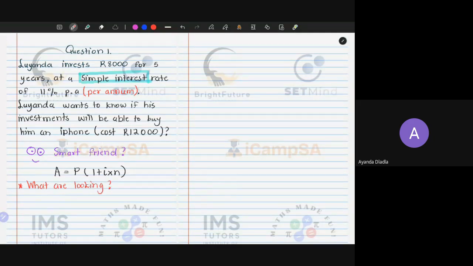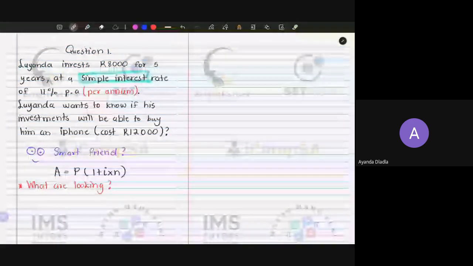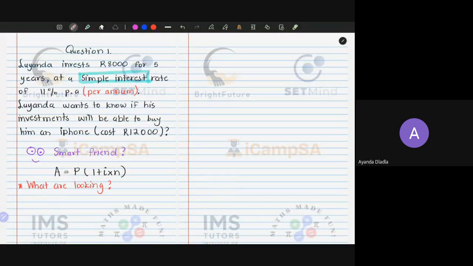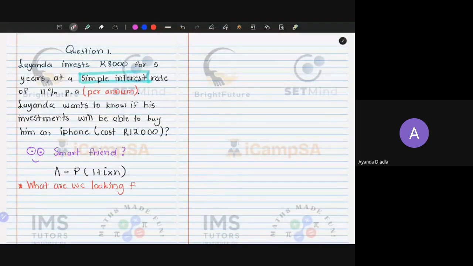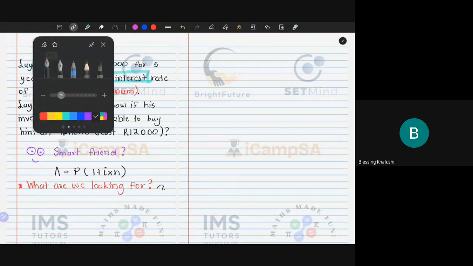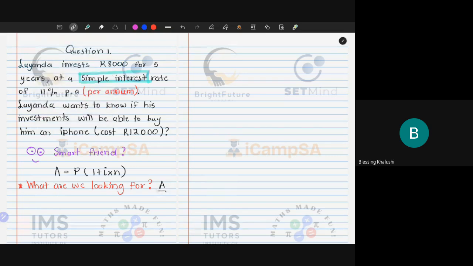Anyone? We have A, we have P, we have I, we have N. What is it which we are looking for on this problem? What are we looking for? A. We are looking for A. On point. What we are looking for, guys, is A. Thanks for that. So that is what we are looking for.